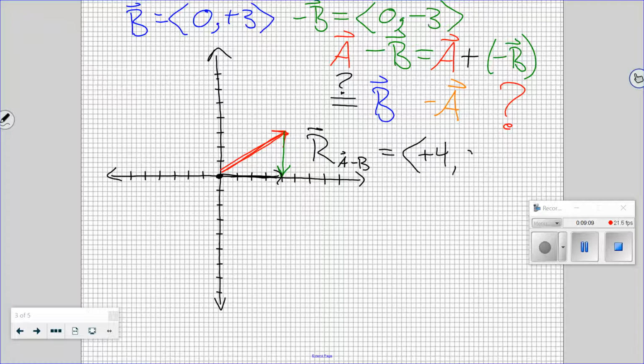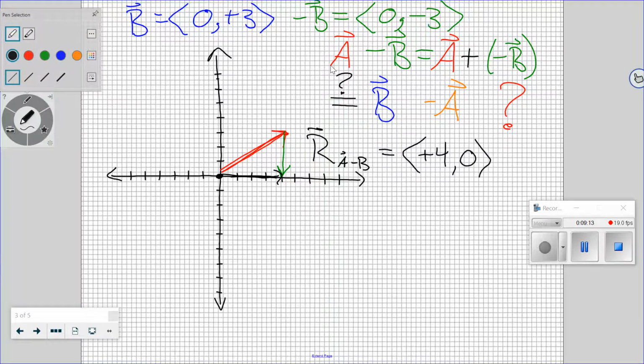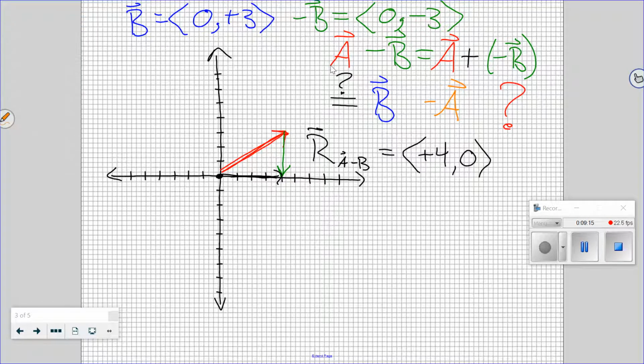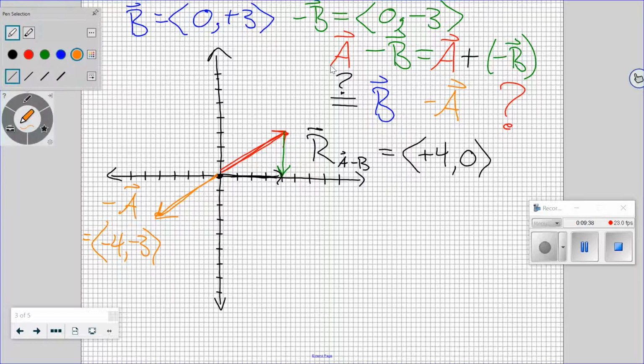On the other hand, to do negative a, I got to go back 4 and down 3. That's negative a. Negative a vector, it's minus 4 and minus 3 with my angled brackets. And then I'm supposed to add b to that. Oh no. So I can add in any order.